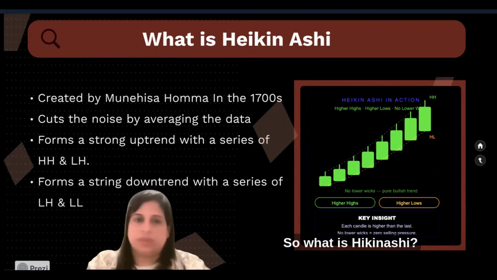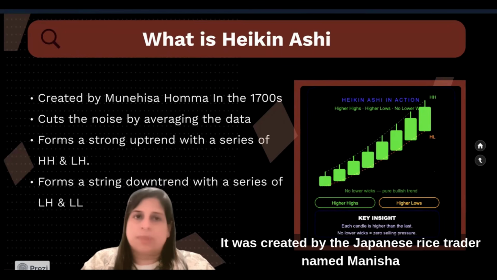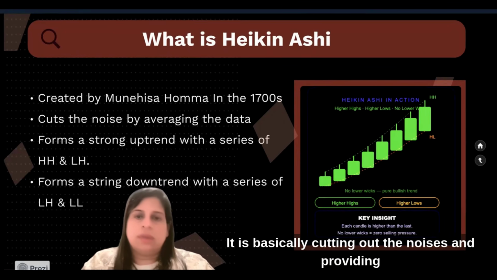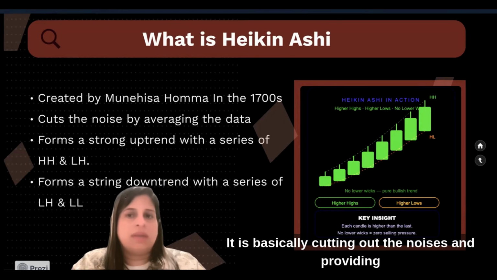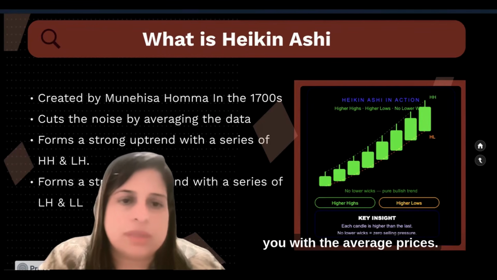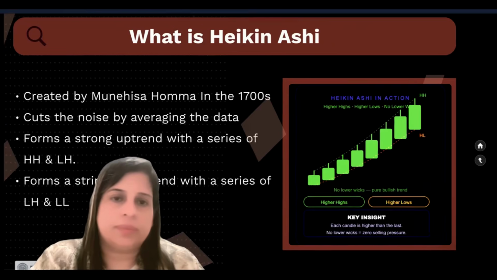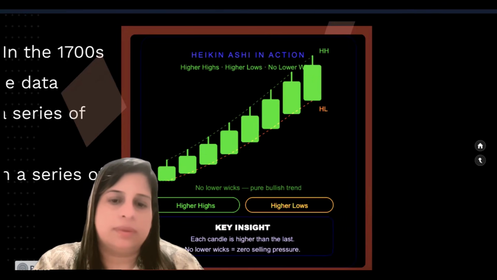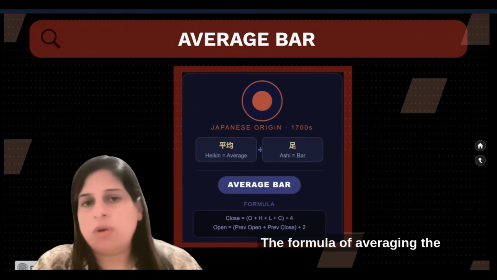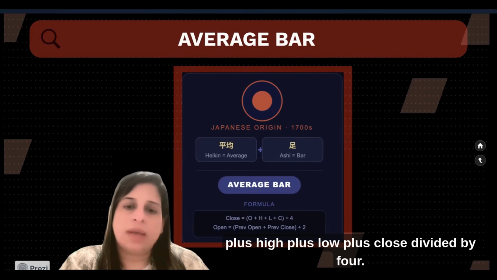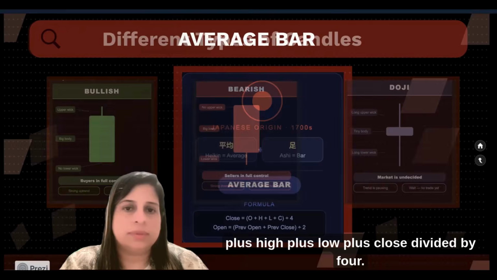So what is Heikin Ashi? It was created by the Japanese rice trader named Munehisa Homma in the 1700s. It is basically cutting out the noise and providing you with the average prices. It shows you the overall trend direction. The formula of averaging the price is open plus high plus low plus close divided by 4.